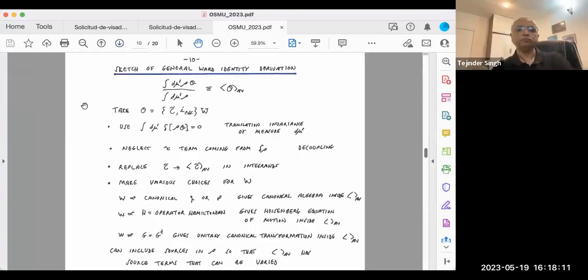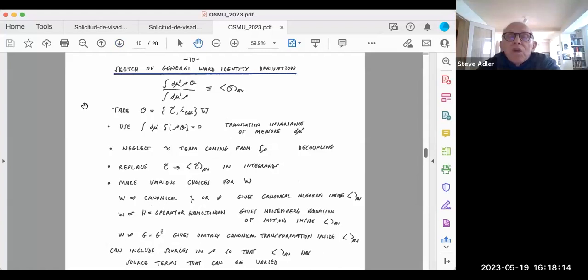Now here's a sketch of the general Ward identity derivation. You start with an average over the restricted phase space, and then you take various choices of what you're averaging. If you take the anti-commutator of C tilde with I effective times W and use the integral d mu prime of a total variation to zero, that's just translation invariance of the measure, and neglect the tau term coming from the variation of rho, that's the decoupling of the trace Hamiltonian, and replace C tilde by C tilde average, and then make various choices for W.